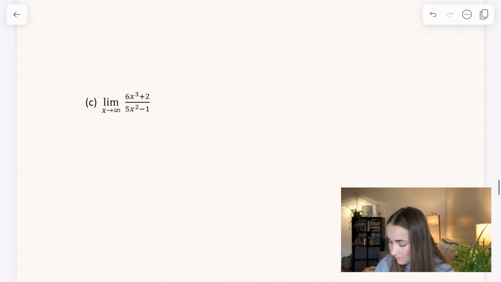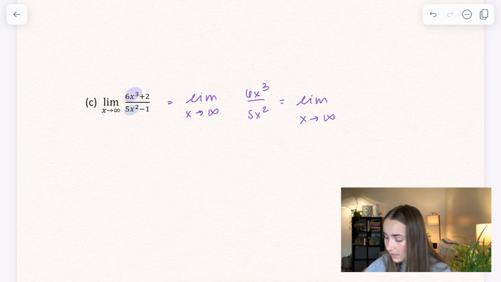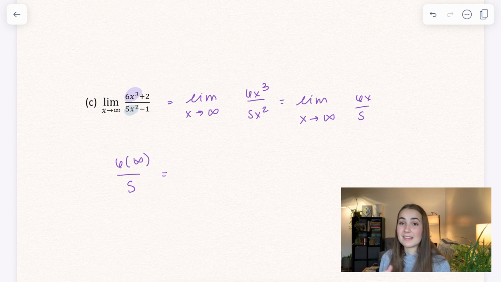Now we can use that same method right here. We have 6x cubed in the numerator and then 5x squared in the denominator. And so when I rewrite that, I get the limit as x approaches infinity, 6x cubed over 5x squared. We can simplify that out a little bit, and we get 6x over 5. Now if I were to plug in infinity, I would get 6 times infinity over 5. Well, 6 times infinity is infinity. Infinity divided by 5 is infinity. And so this would be an infinite limit, and that is our solution.